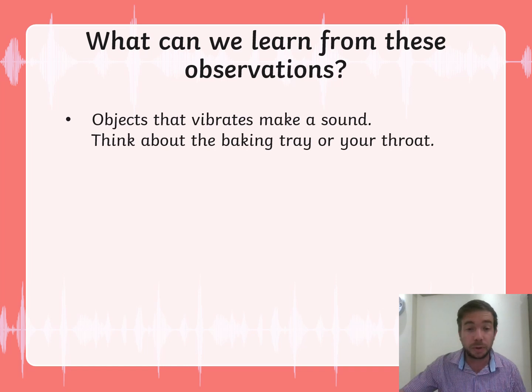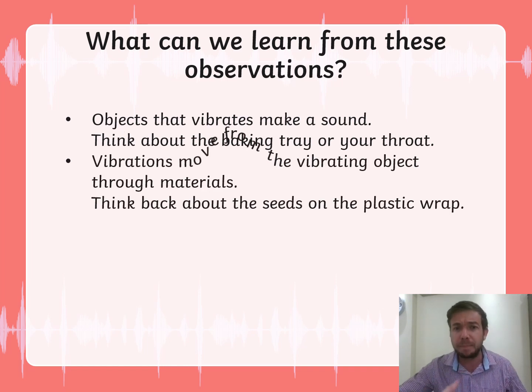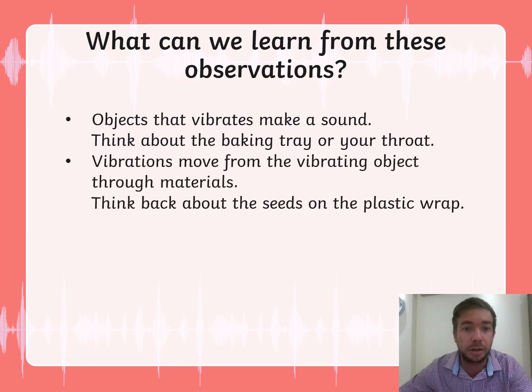Now, the next one we can think about: vibrations move from the vibrating object through materials. Think about the seeds on the plastic wrapper. When I hit the baking tray close to it, the vibrations move through the air into the jar's particles, through the particles of the jar, into the plastic wrap particles that actually at the end of the day start making the seeds vibrate. So vibrations move from the vibrating object through other materials as well.